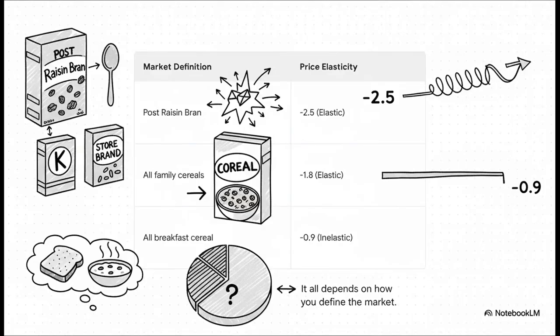Just look at this. If the price of one specific brand of cereal, say Post Raisin Bran, goes up, what do you do? You have a ton of other options. You can just buy Kellogg's or the store brand, whatever. The demand is super elastic, around minus 2.5.